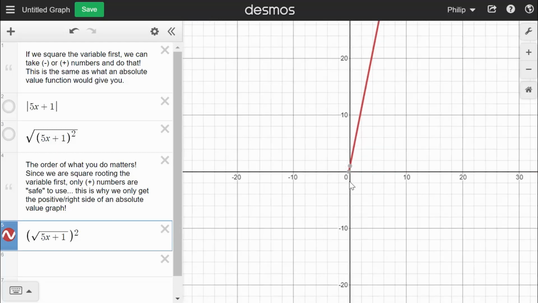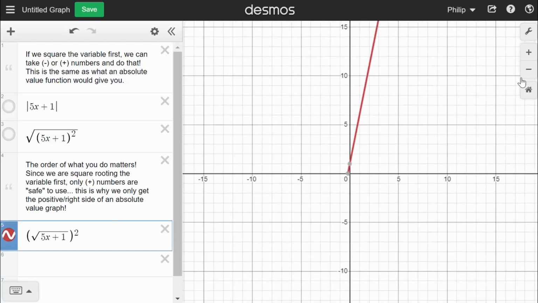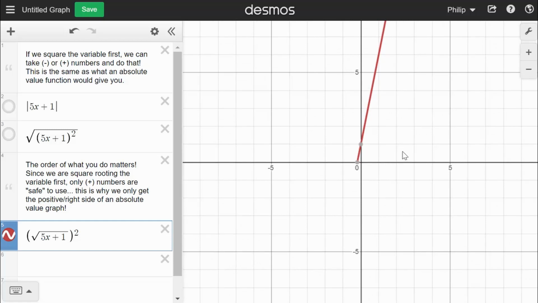If I zoom out, some people want to say it's a line. Other people want to say that it's a ray. It's not really a line because it doesn't go on forever. Ray is maybe an idea of this. But if you turn on the absolute value of 5x plus 1, notice that's what's inside the square root. And if I turn this back on, weirdly enough, this is half of an absolute value graph.